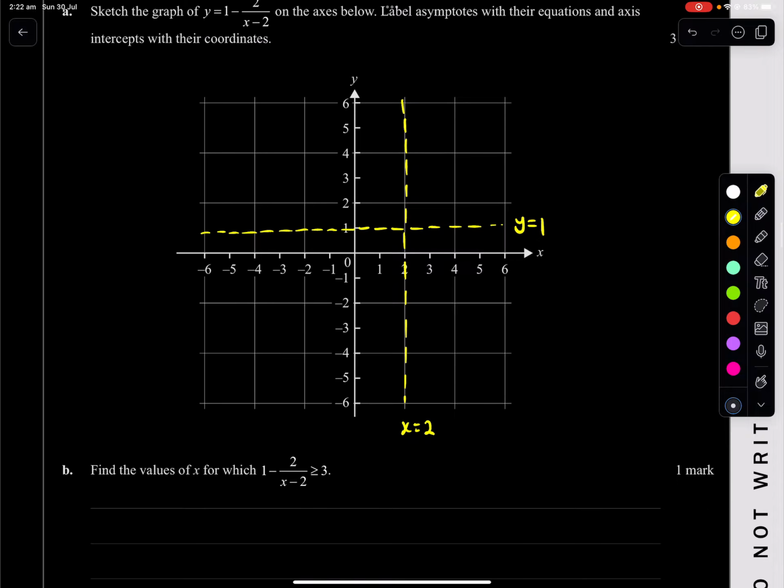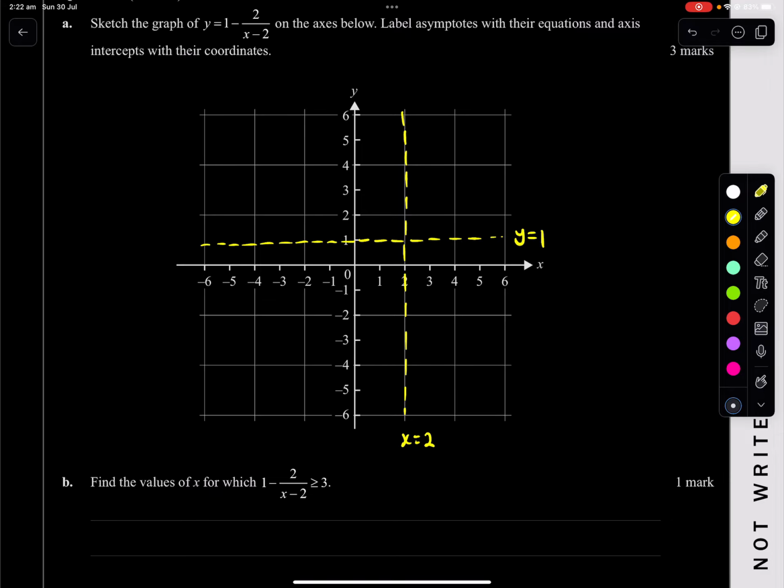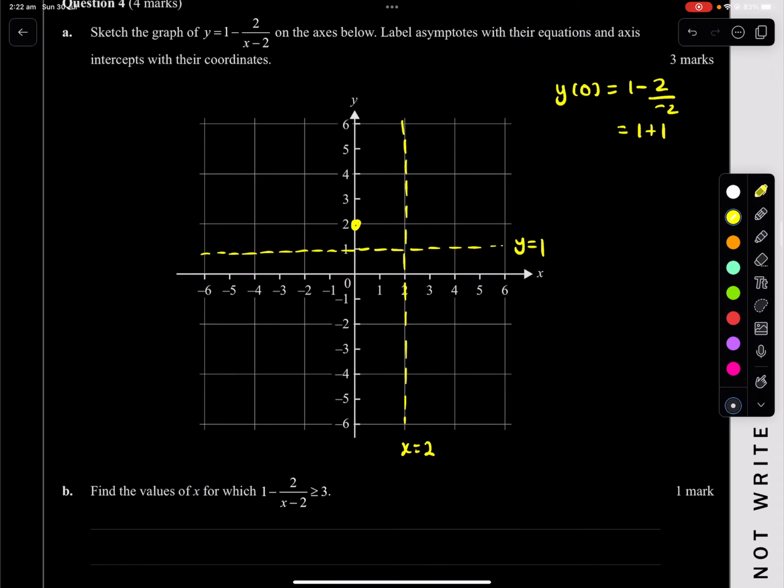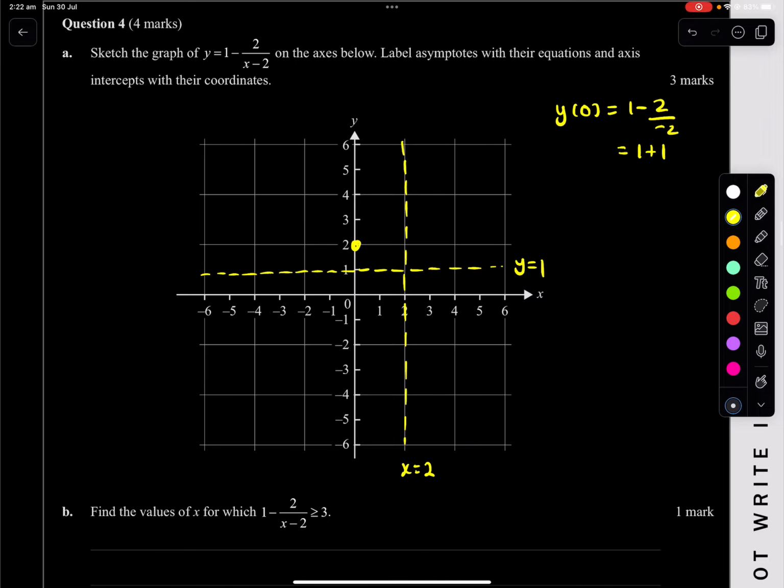And the graph will look like, okay, let's find the actual y-intercept. So for the y-intercept, we're going to just say y of 0, which is 1 minus 2, negative 2, which is 1 plus 1, 2. So over here, that's your y-intercept. What about your x value? Well, let's solve it. So we want to solve for y of x equals 0, which will be 1 equals 2 over x minus 2, which is 2. x minus 2, x is therefore equal to 4. Right over here. Nice.